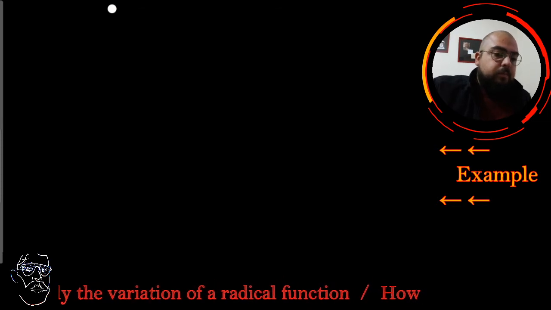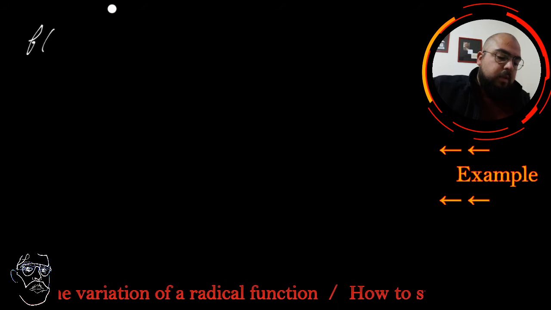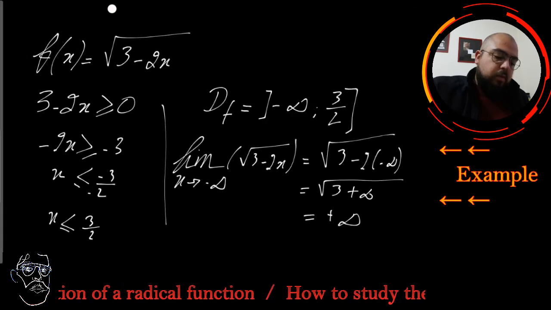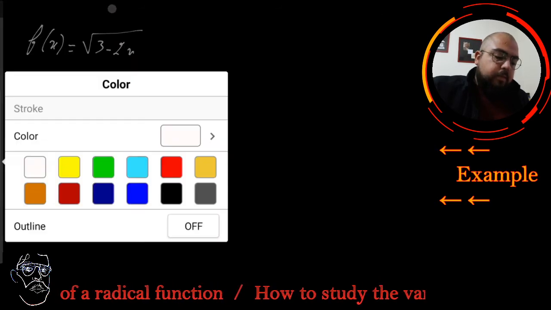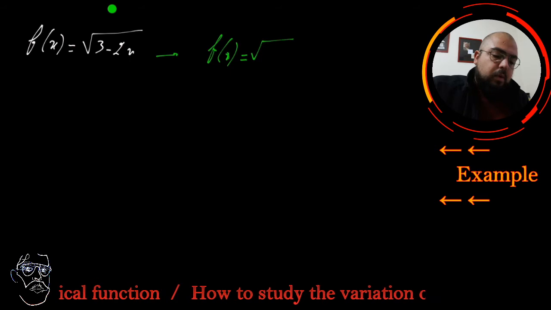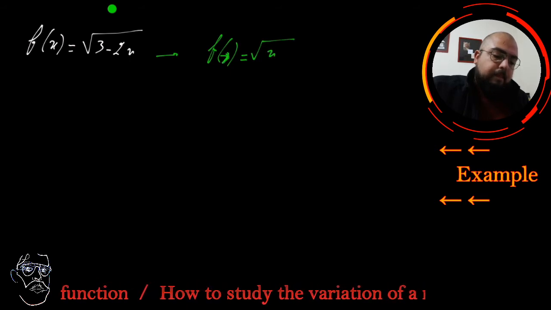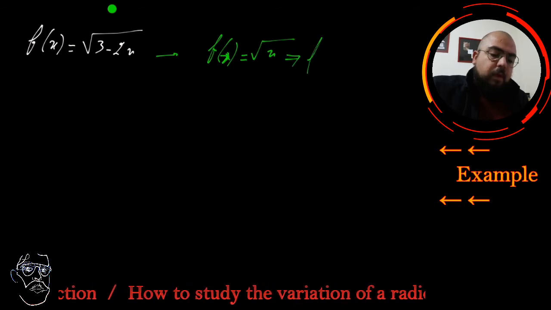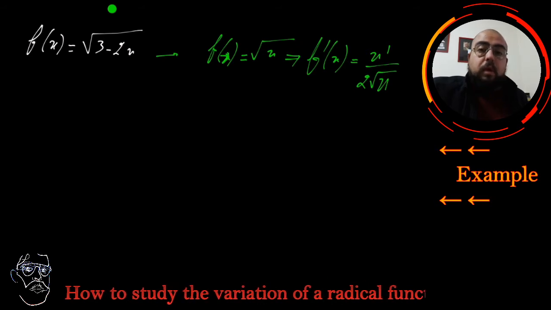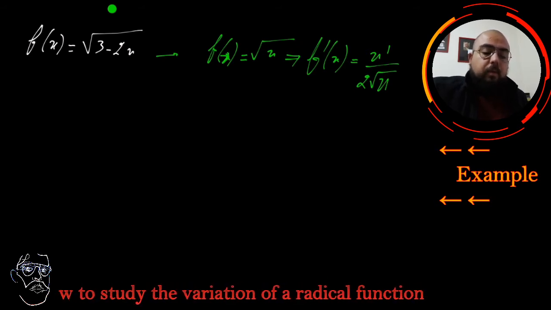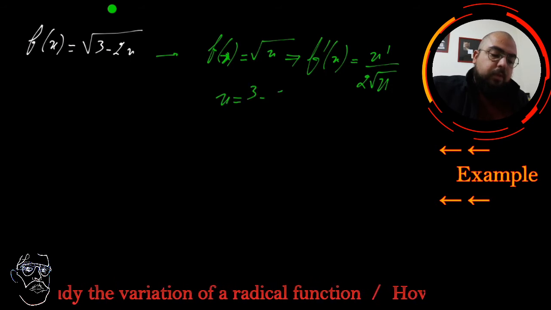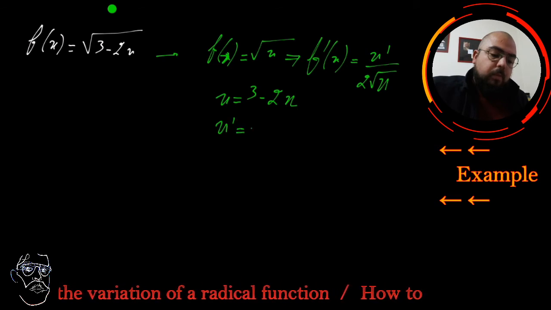Now for the derivative, you will have to say that f of x, which is equal to square root of 3 minus 2x, so 3 minus 2x, it's simply in the form of f of x is the square root of a certain function u. So it means that f prime of x, derivative, it will be u prime over 2 square root of u. This is how you will be able to calculate f prime of x. U represents 3 minus 2x. So u prime will be minus 2.